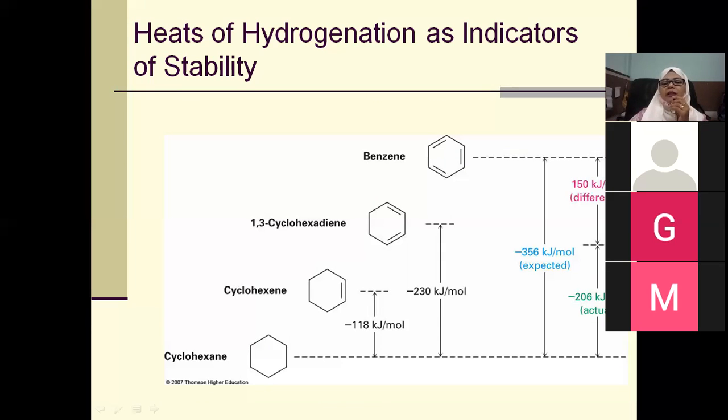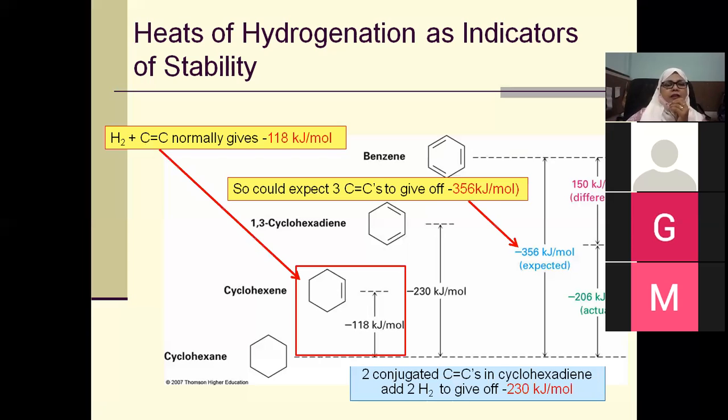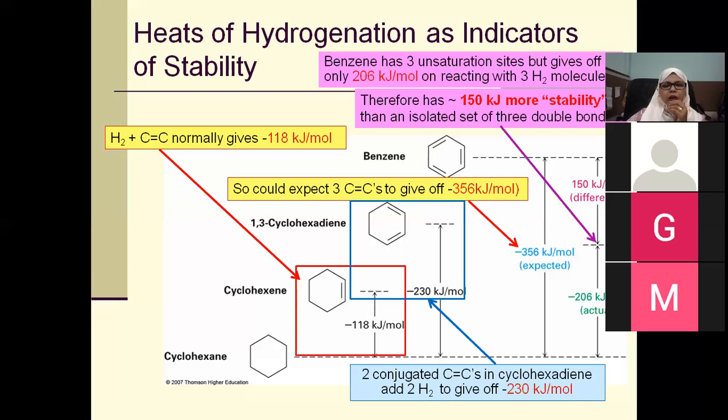Okay, but it is not showing that much. This was the expected value, that much difference should be there, but it is showing only -206 kilojoule per mole of actual heat of hydrogenation. So because of this you can say that benzene shows resonance structures. This is not that important for you.